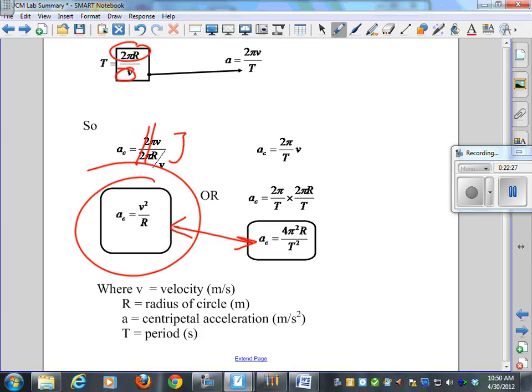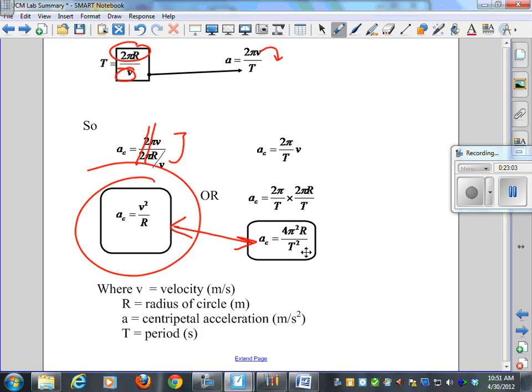Well, I took 2 pi over t, and I just took this v here, Stefan. I took that v and put it out there instead. Instead of going 2 times pi times v divided by t, I went 2 times pi divided by t, and then times v. And I took the value of v, which was 2 pi r over t, put it in there, and then multiplied. So these indeed are equivalent. This one you can use if you know the velocity. This one you can use if you know the period. So it depends on what you know.